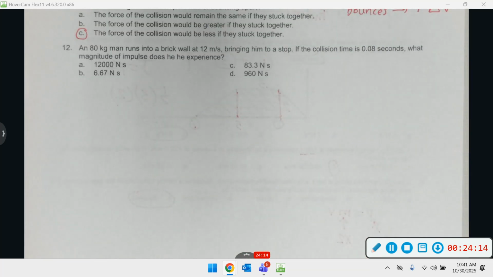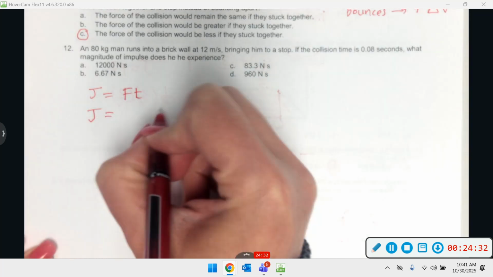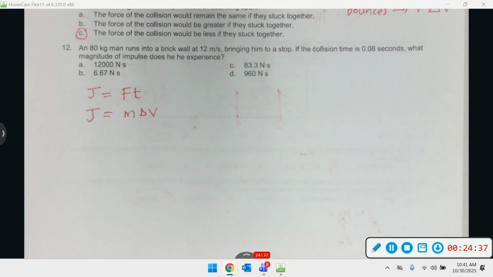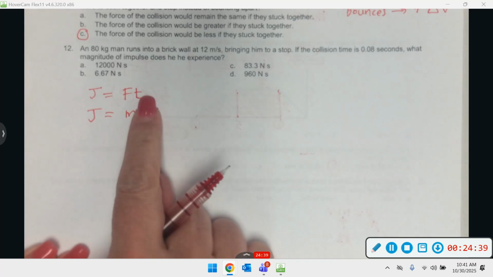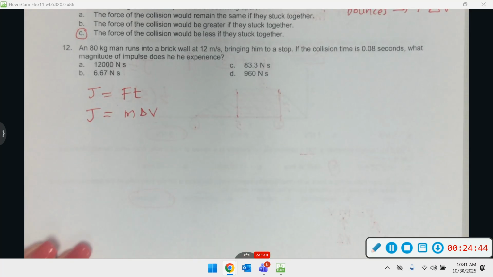Number 12 says, an 80-kilogram man runs into a brick wall at 12 meters per second, bringing him to a stop. If the collision time is 0.08 seconds, what magnitude of impulse does he experience? Again, we have a couple different equations for impulse. Depending on the information we have, we can use impulse equals force times time, or we can use impulse equals mass times change in velocity. Those are both valid equations for impulse. This one is the impulse equation. This is the change in momentum equation, but impulse is change in momentum, so they're both okay.